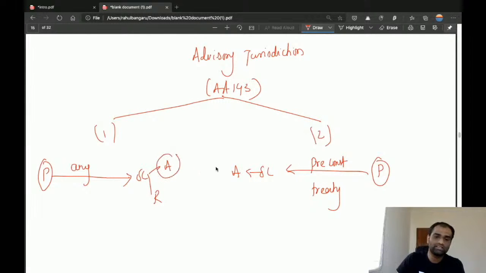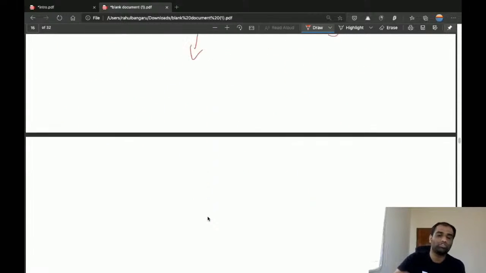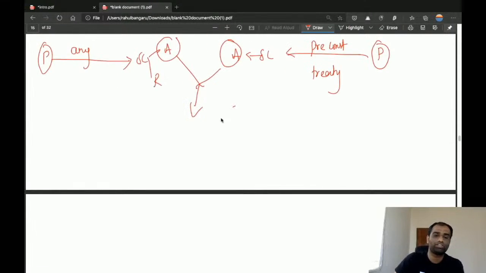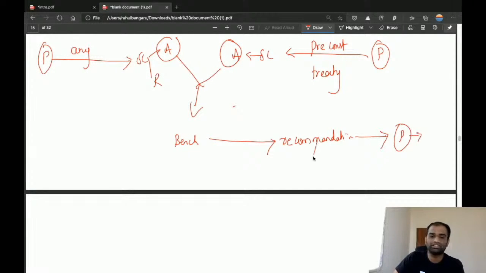Once the Supreme Court accepts this matter from the President of India, it will form a bench, and the bench will take up this matter and give its recommendation to the President. Now this recommendation is only advisory. What is the meaning of advisory? It is not binding upon the President of India. That's why it is called advisory jurisdiction.